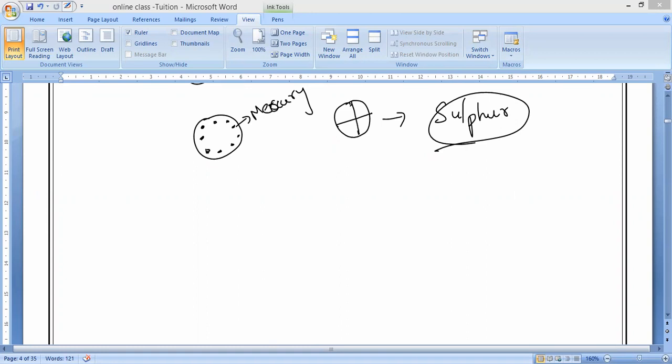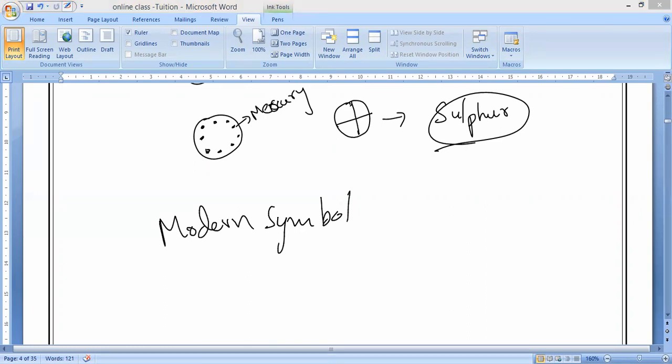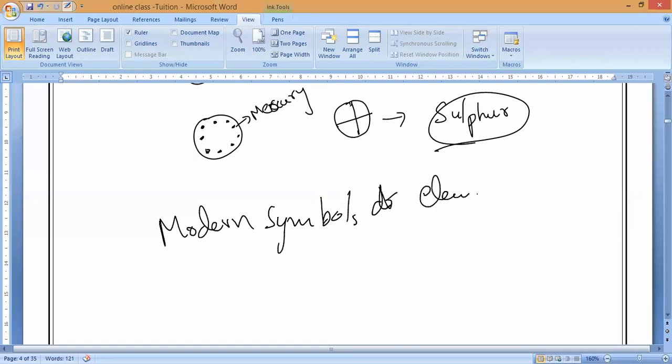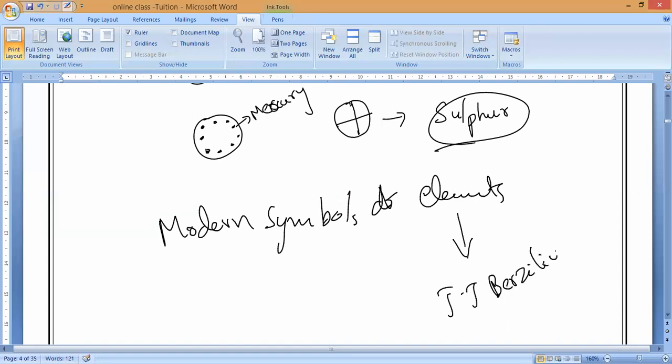So Fe. It was given by Mr. J.J. Berzelius. Who gave the modern symbols of elements? The symbols of elements were given by John Jacob Berzelius. Are you clear, guys? So he is the scientist who gave them, and that is why we are now going to study this.